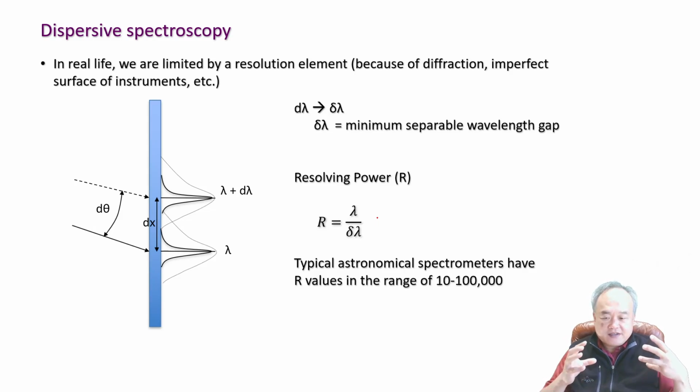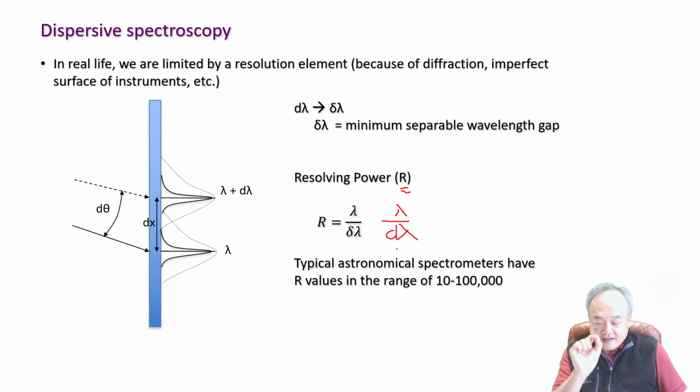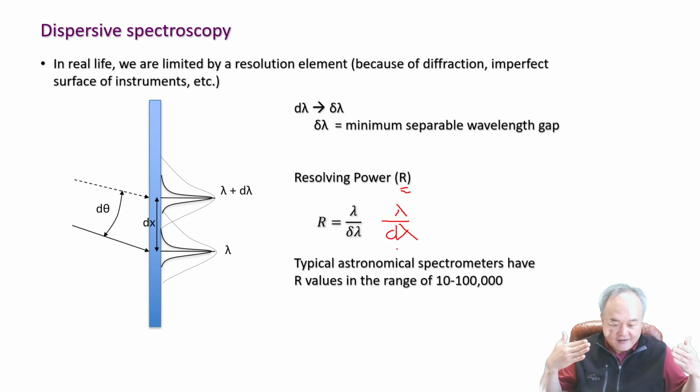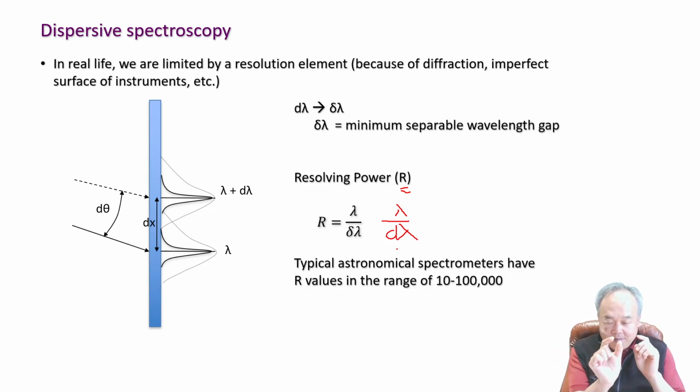So when we talk about how strong the dispersion is for a given spectroscopy instrument, we define the ratio called capital R, resolving power. Resolving power is defined as lambda over delta lambda. So when the delta lambda is smaller, we can separate photons with a tiny energy difference. The larger the resolving power, the better it disperses the light.